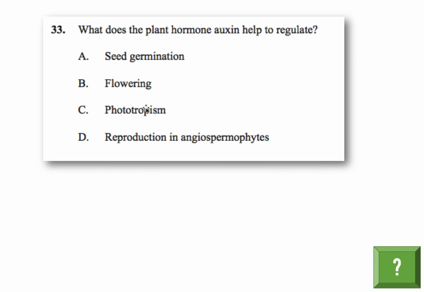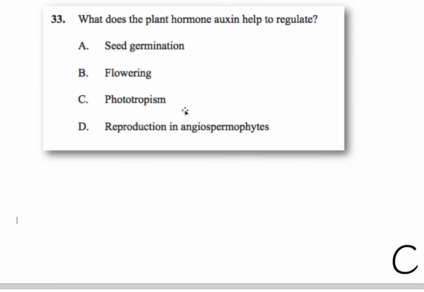And now C, phototropism. Yeah, light growth, growing towards light. That's the point of auxin, right? So we know it's going to be D, not C. I mean C, not D. I miswrote that one. Okay, why not D? Reproduction in angiospermophytes. Nope, because auxin has nothing to do with reproduction. So really, it's only one clear right answer. All the other ones, if you didn't know this topic, you might have to guess, but it's pretty easy if you know what auxin does. So there's no real trick in the question.